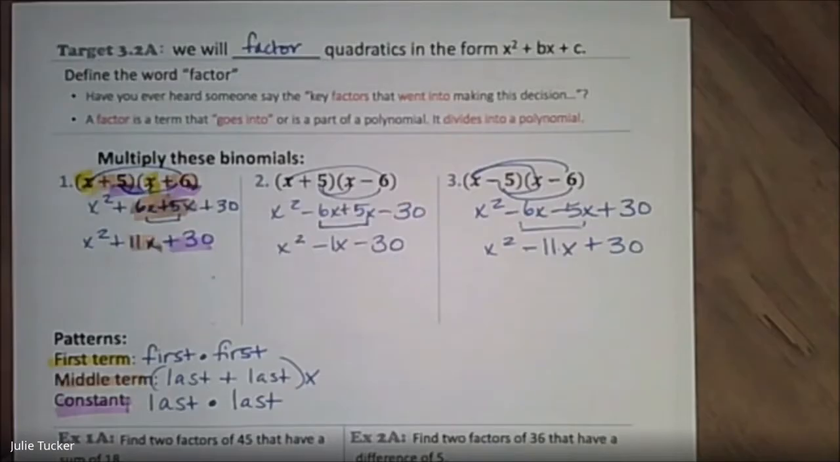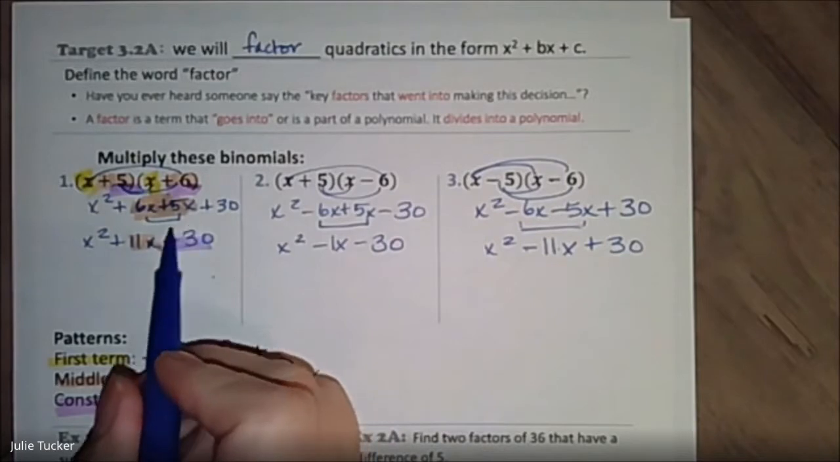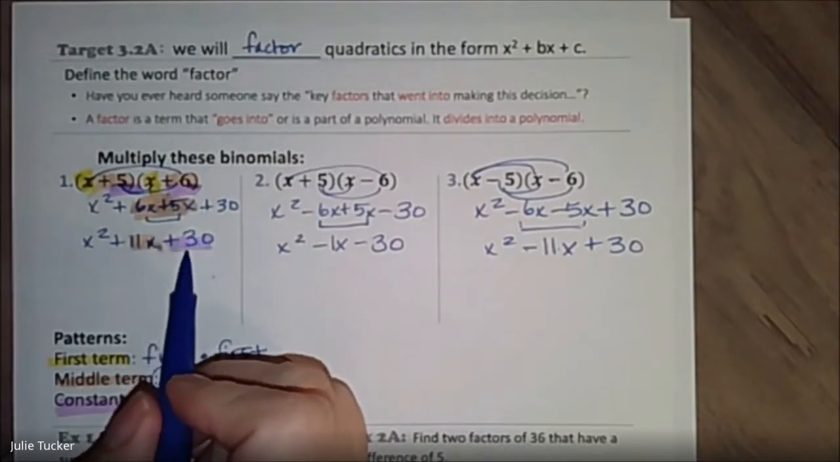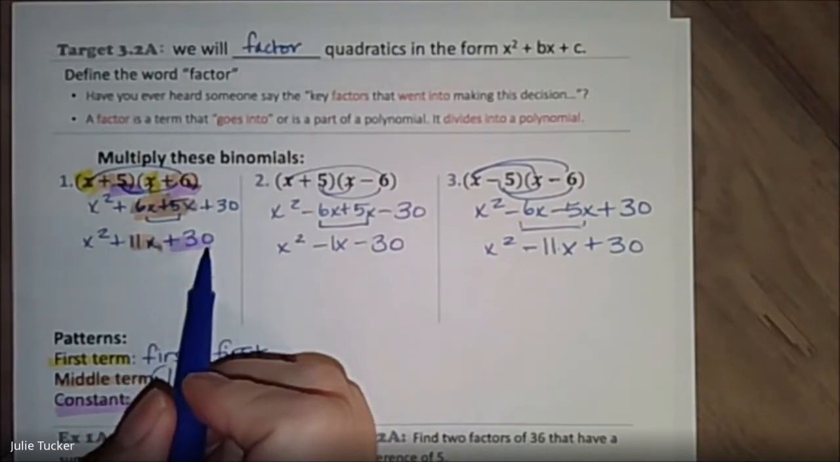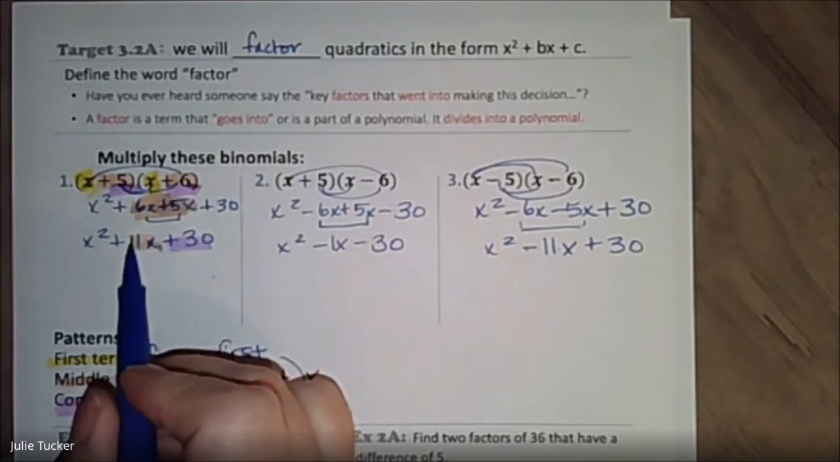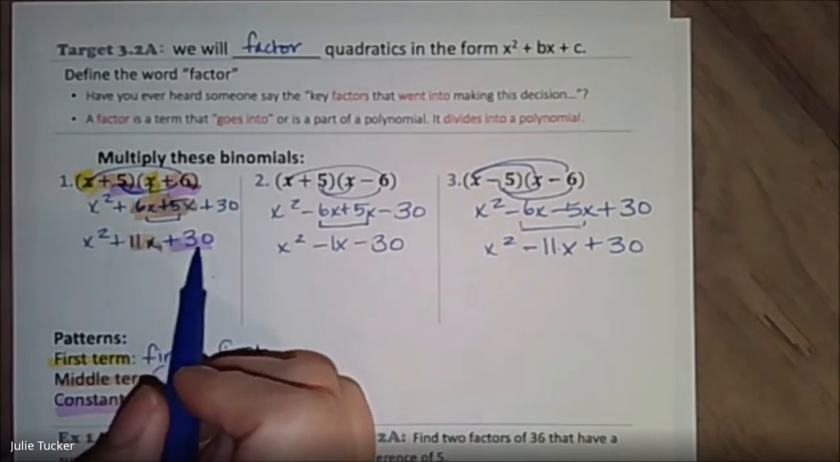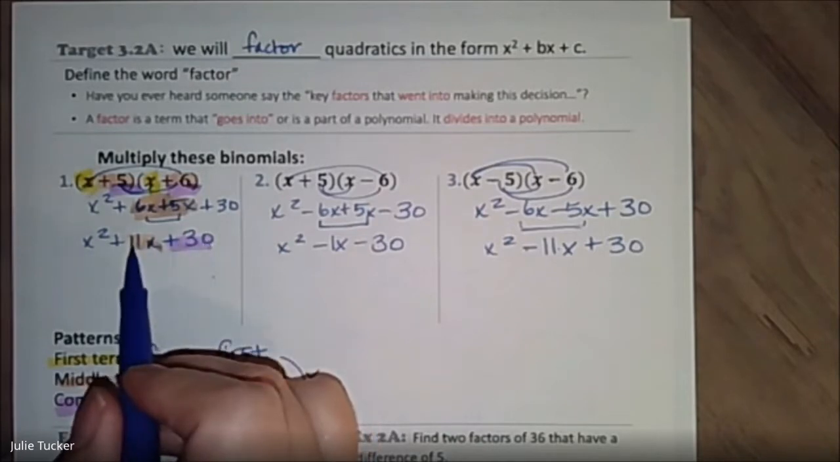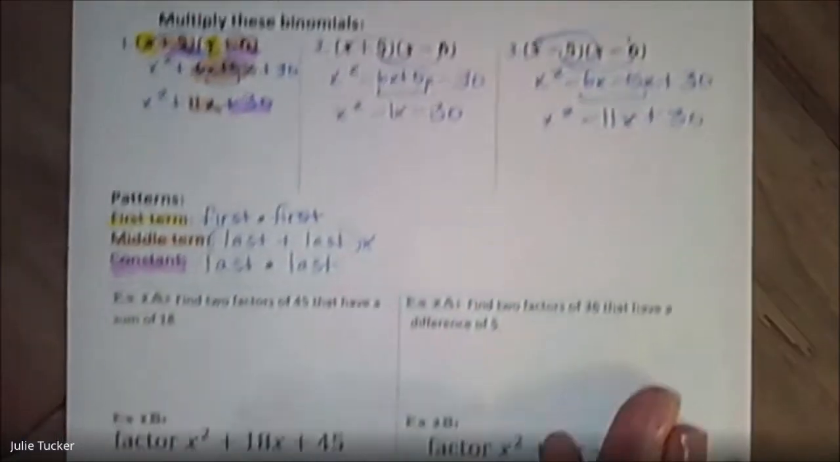Okay, so if we want to do this ourselves, we're going to have to work this whole process backwards. That means you have to look at the last number and figure out numbers that multiply together to give you that, but they also add together to give you the middle number. So 5 and 6 multiply to 30, but they add to 11. Okay, so let's do some more problems.